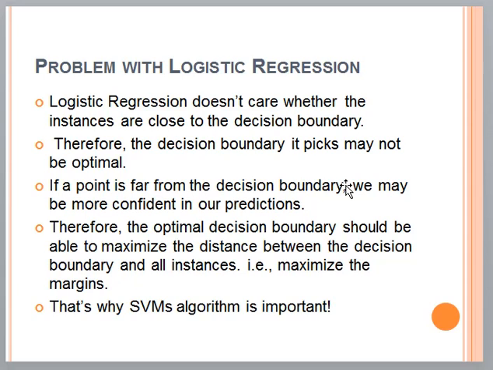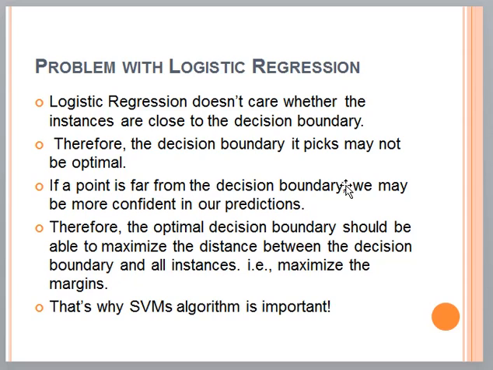We are not taking care whether the data points or instances are close to the decision boundary or far away from it. Therefore, the decision boundary it picks may not be optimal. Because it is not taking into account the distance between data points and the decision boundary, we cannot say that the selection of the decision boundary is an optimal selection, right? Because there is no procedure behind it for selecting an optimal decision boundary.